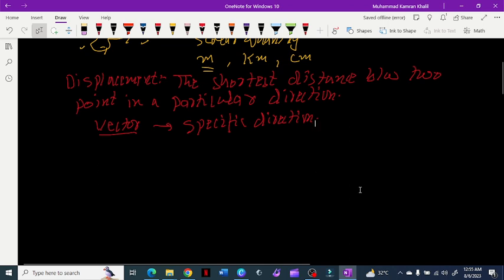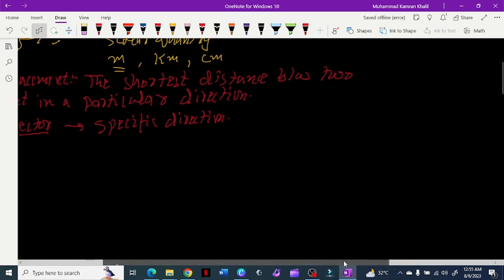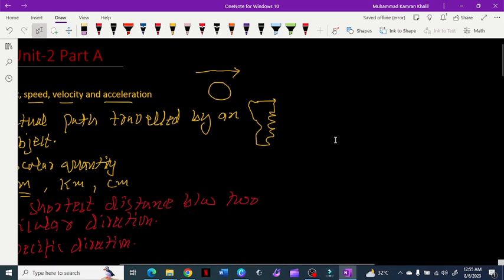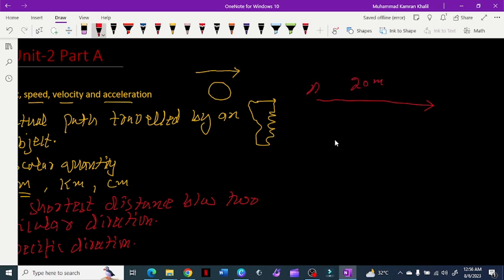Let's suppose we travel a 20-meter distance from A to B. There is no other path from A to B. So my distance will be 20 meter and my displacement will also be 20 meter because there is no alternate route to reach from A to B. So yes, distance and displacement can be the same. This is the example when both are the same.